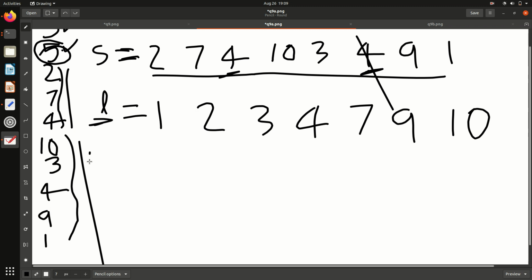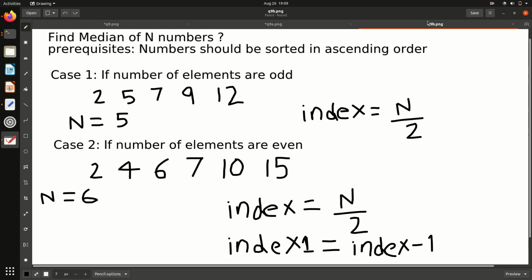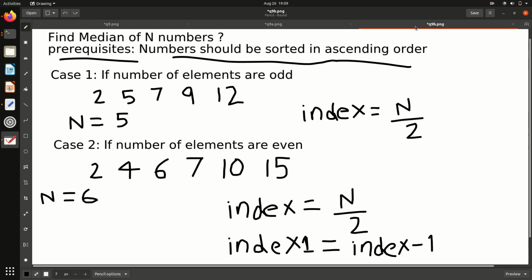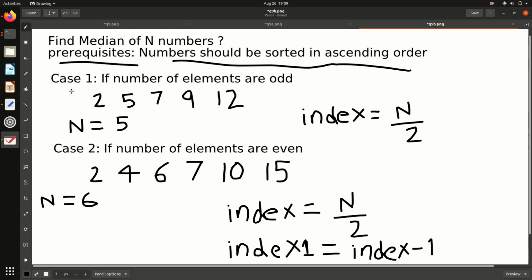So now the last thing we are left with is to find the median. So now we will see how to find the median. I know most of you know how to do it, but let us see anyway, because we are coding it. To find the median, there is one prerequisite: numbers should be sorted in ascending order, and we have done that. Next thing is to find the median.